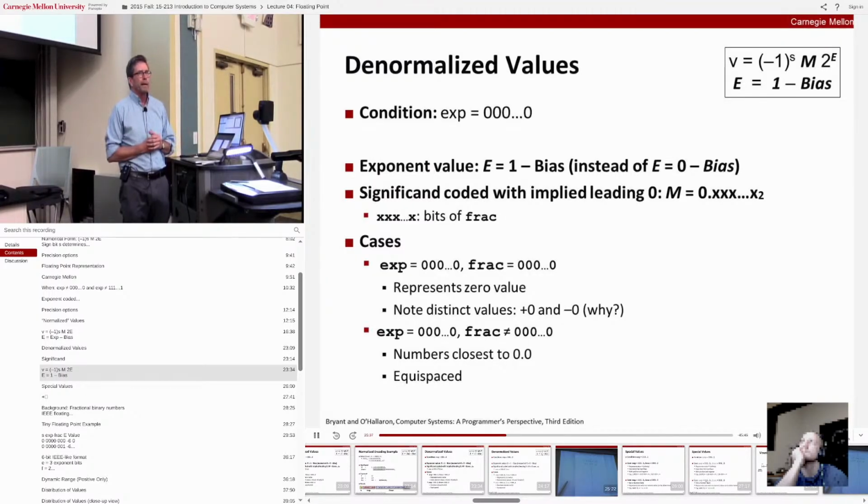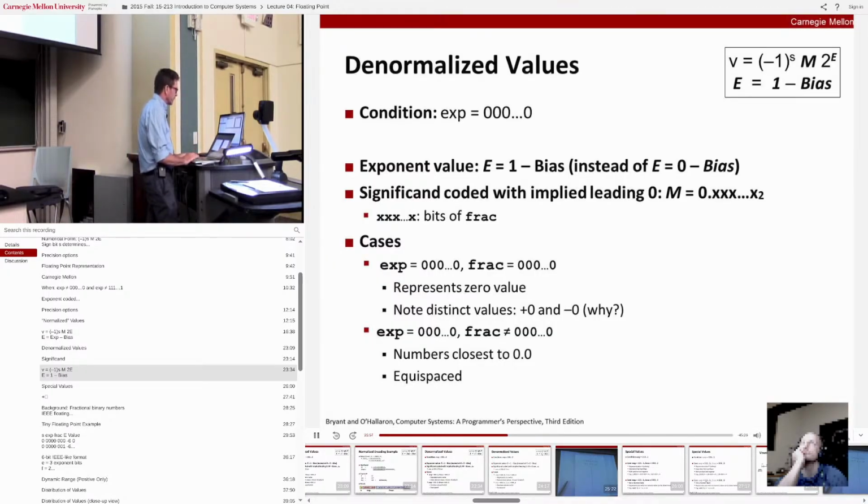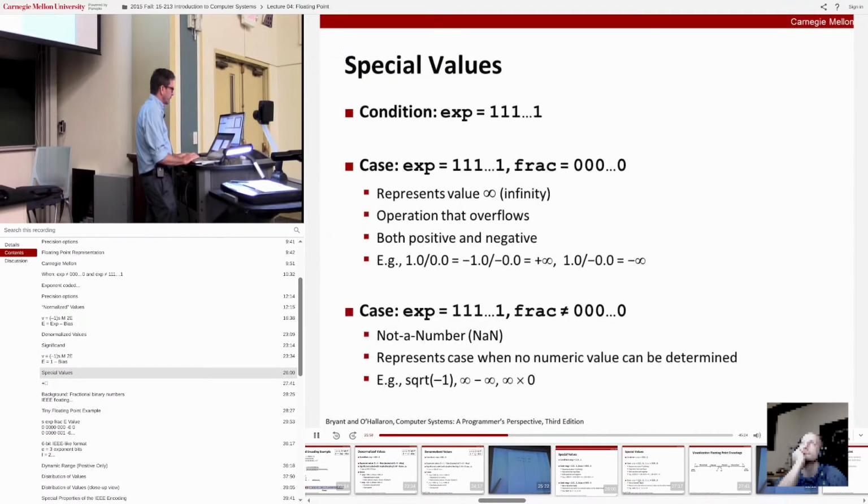And so this is nice because all zeros represents 0, which is sort of what you want. Now there is this weird thing though: if the sign bit is 1 and then your frac and EXP are 0, then you have negative 0. So you have this kind of odd situation where there's a positive and negative 0. And for other values, if EXP is 0 and you have a non-zero frac, then those are the equally spaced numbers that are closest to 0.